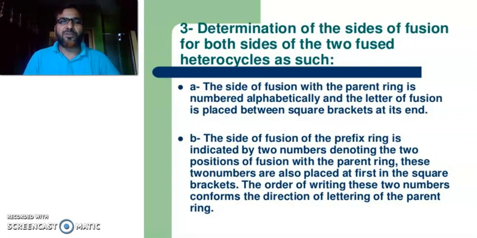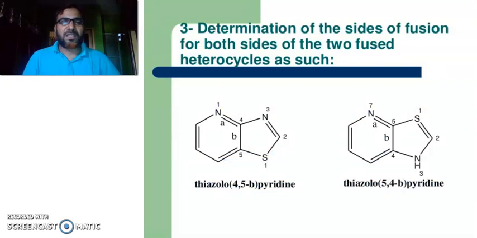So the side of fusion with the parent ring is lettered alphabetically, and the letter of fusion is placed between square brackets as shown. The side of fusion of the prefix ring is indicated by two numbers denoting the two positions of the fusion with the parent ring. These two numbers are also placed first in the square bracket, and the order in which these two numbers are written conforms to the direction of the letter of the parent ring. So you can see thiazolo[4,5-b]pyridine: the position of attachment is through the b face of pyridine.